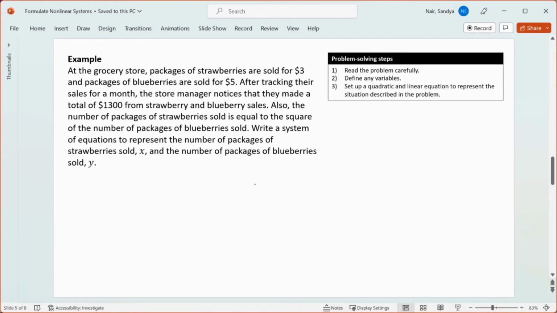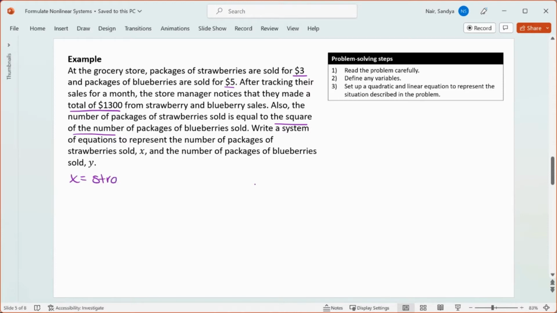At the grocery store, packages of strawberries are sold for $3 and packages of blueberries are sold for $5. After tracking their sales for a month, the store manager notices that they made a total of $1,300 from strawberry and blueberry sales. Also, the number of packages of strawberries sold is equal to the square of the number of packages of blueberries sold. Write a system of equations to represent the number of packages of strawberries sold X and the number of packages of blueberries sold Y. So let's start off by defining our variables, which are given to us.